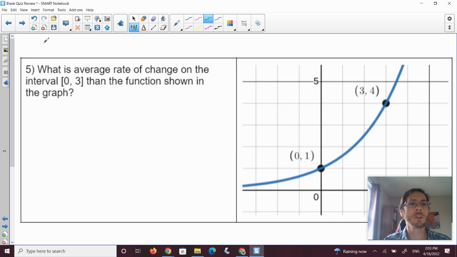For number 5, what is the average rate of change shown on the interval from 0 to 3 in the function shown on the graph? With this one, we have to remember that average rate of change is just asking for the slope. So we just have to find the slope between these two.